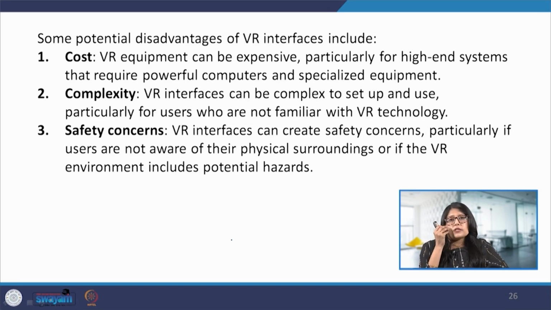Now, some disadvantages can be that it is costly. The virtual reality user interface is expensive. The equipment is expensive, especially for high end systems that require powerful computers and specialized equipment. Then it is complex. They can be complex to set up and use, especially for users who are not familiar with VR technology. And safety concerns, because, like we saw, it is a very highly immersive interface. So, the user may not be aware of what is going on around them in the real situation, which could lead to a potentially hazardous situation. That is something one needs to take care of.